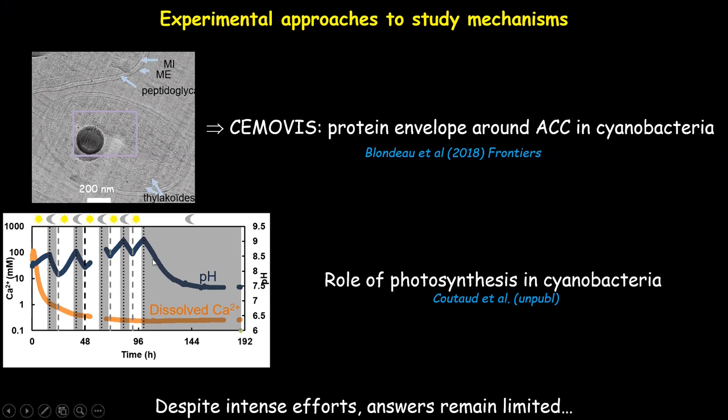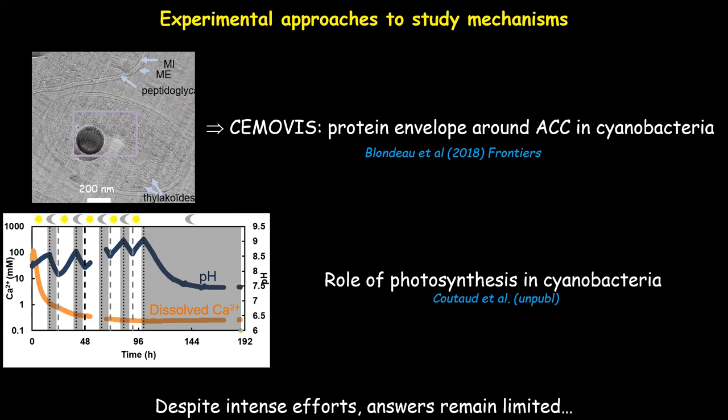We also did some cultures in the lab, and so we could observe the variation upon day and night. During the day, of course, the cyanobacteria are doing oxygenic photosynthesis. During the night, they are not. They are respiring on oxygen. And this goes with variations of pH of the solution. And we could observe that calcium is sequestered all the time, even during the night.